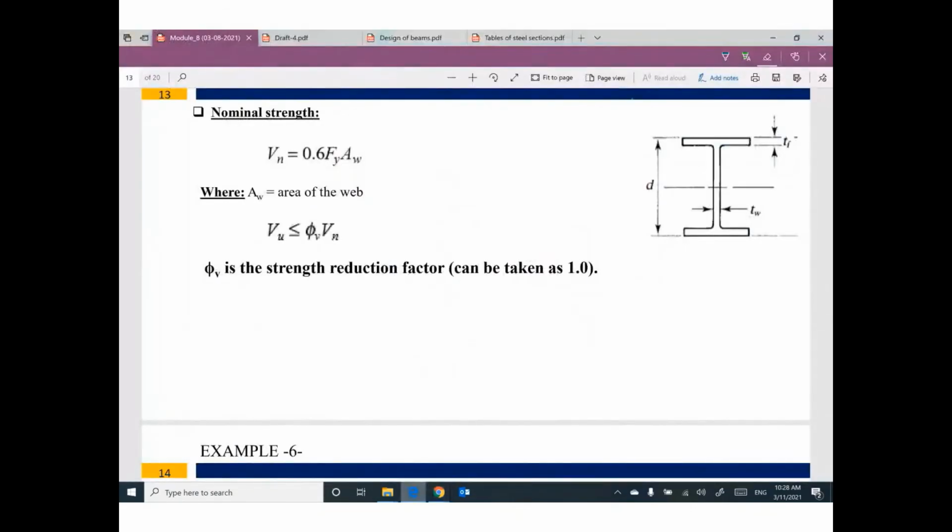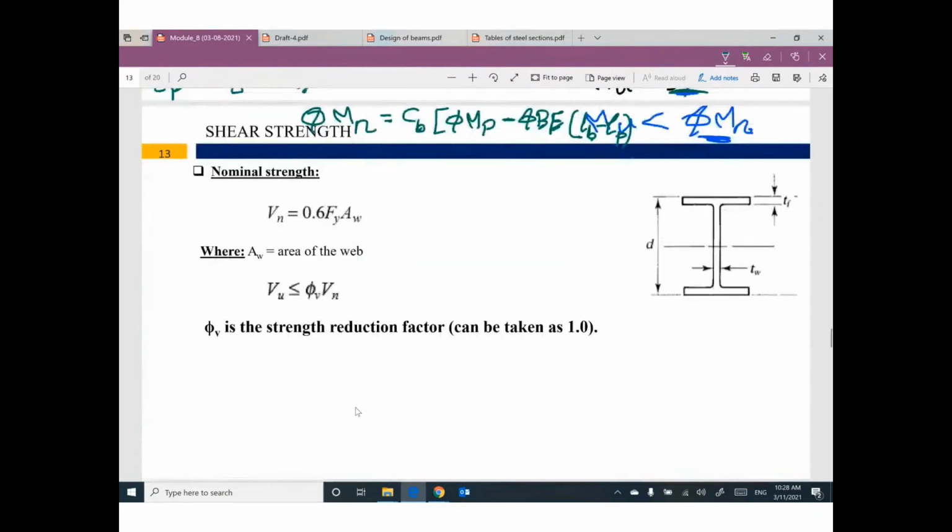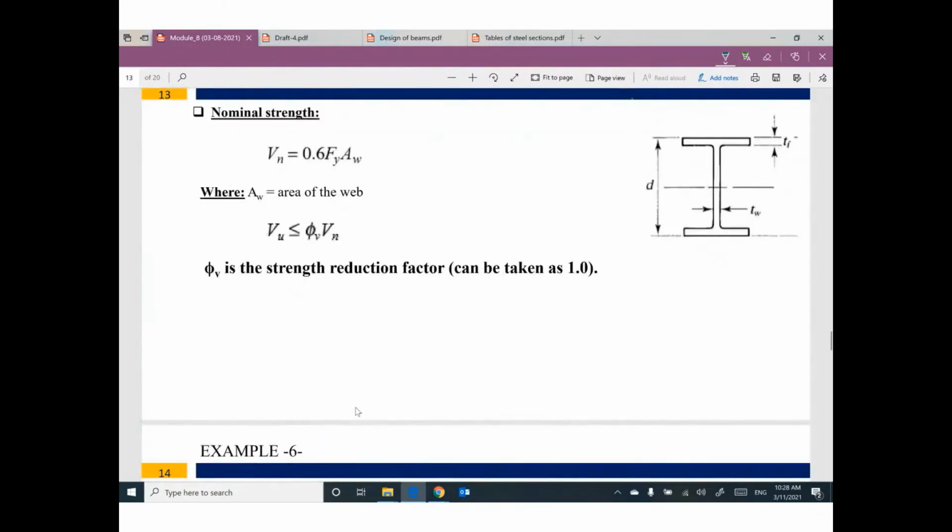The second part in our meeting today is shear strength. Guys, there is very important information here. You have to know it. If you have a cross section like this one, the only part of this cross section supporting shear is this part, which is called the web of the cross section.